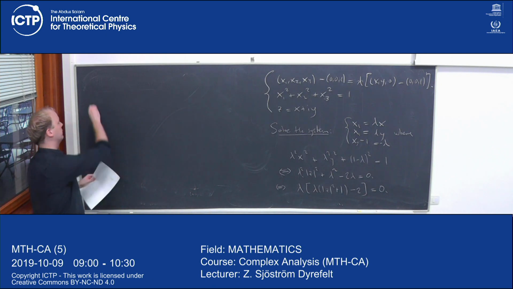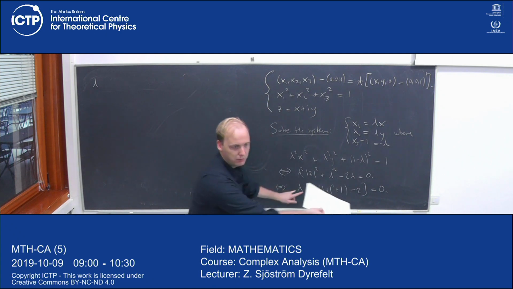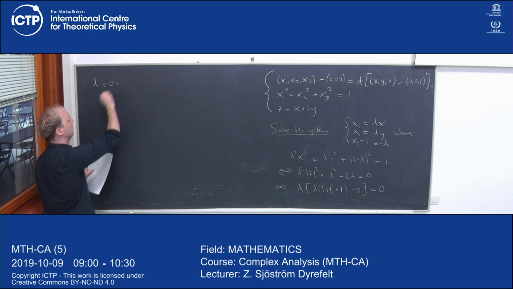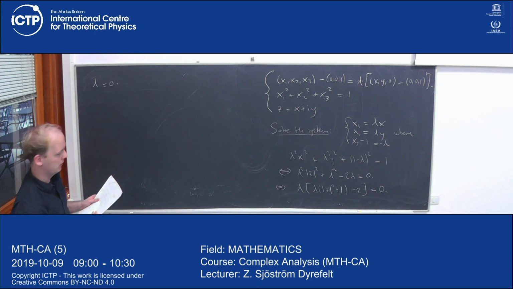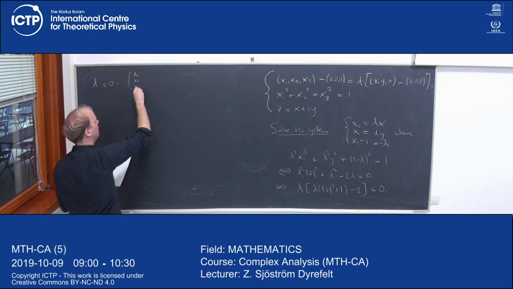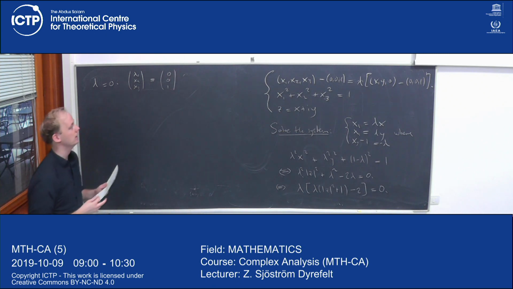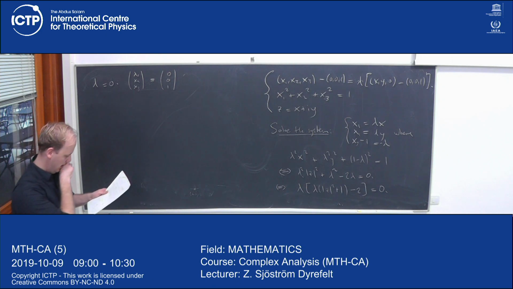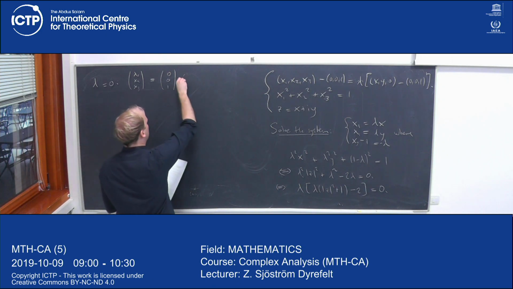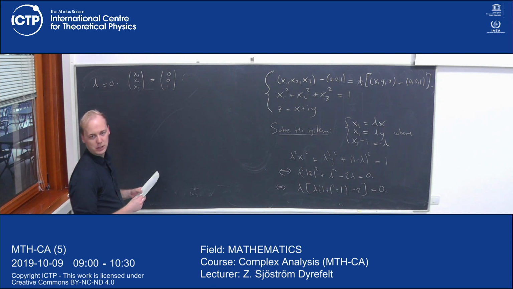Okay, so what does it mean? The first possibility, if you look at this, is that lambda, which is multiplied by all of this, is equal to 0. What would it mean that lambda is equal to 0? It would mean that x1, x2, x3 is equal to 0, 0, 1. Is that what you said? Yeah, it's equal to 0, 0, 1. So this means that we are in the North Pole. So this corresponds to the point at infinity in some sense, okay?